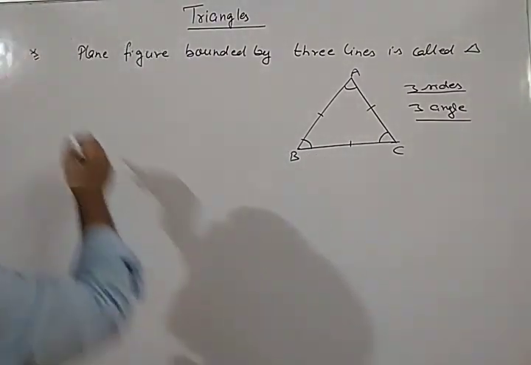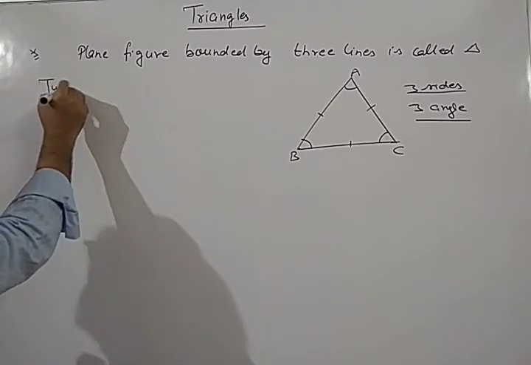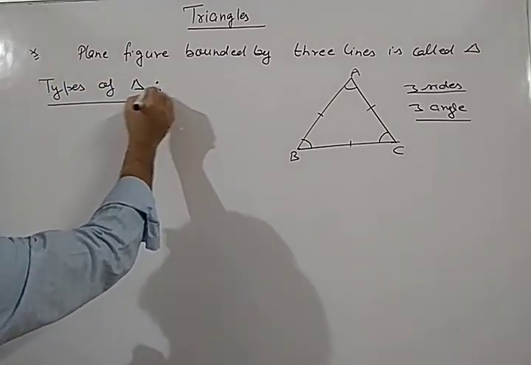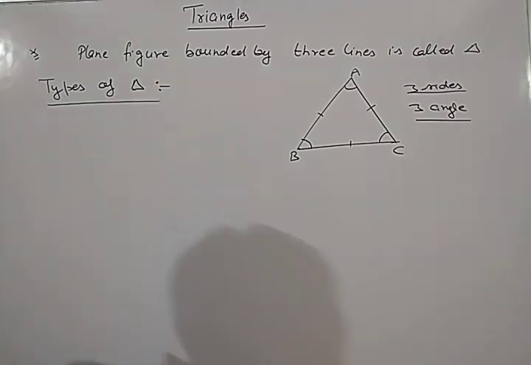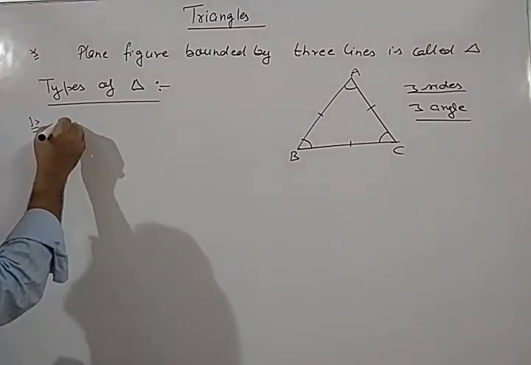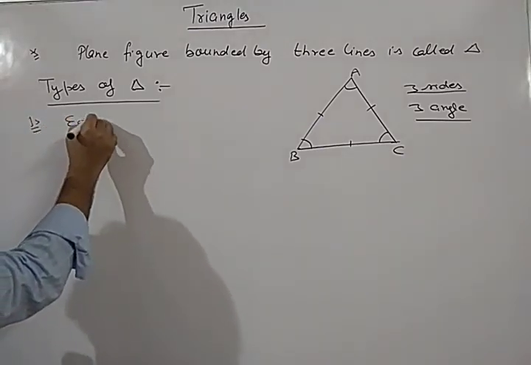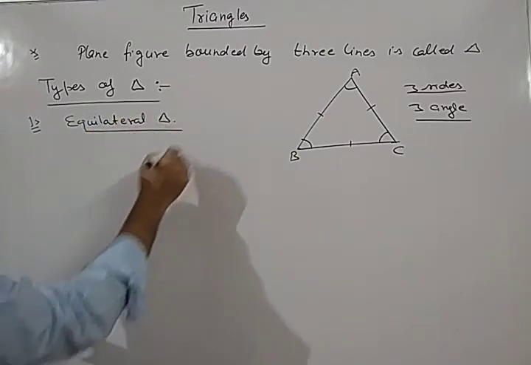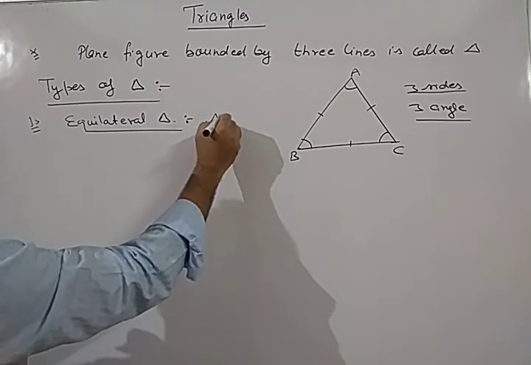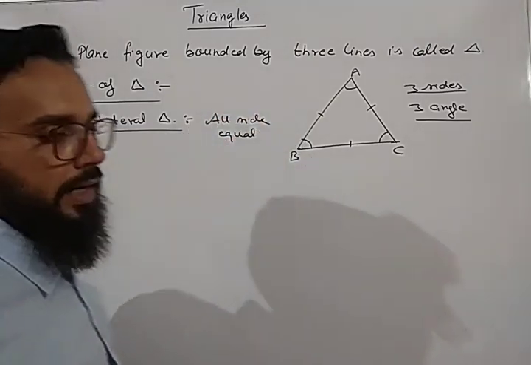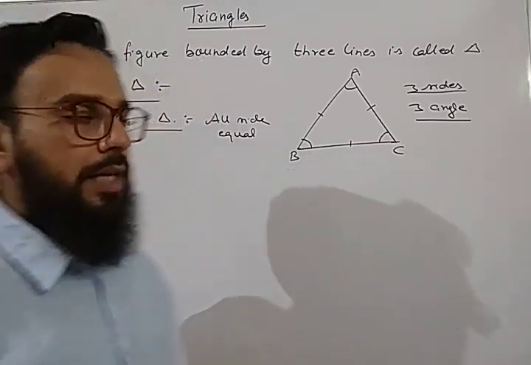So what are different types of triangles? You have studied all these things in your previous classes. We are just revising it. So how many types of triangles are there? On the basis of sides, you have studied about equilateral triangle. What is equilateral triangle? All sides equal. A triangle in which all the sides are equal is called equilateral triangle.